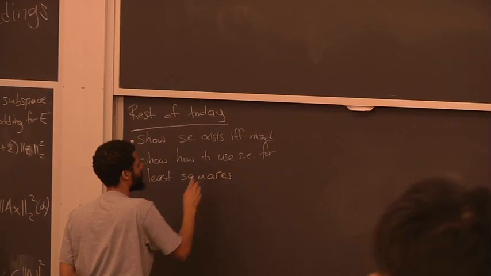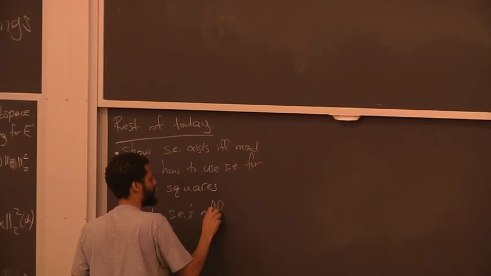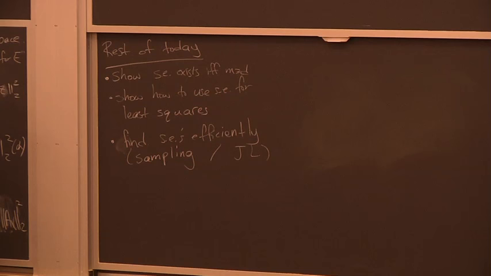And then I'm going to find subspace embeddings efficiently. There are going to be two ways, just like last time. Sampling is one way, and another way is JL. Okay.